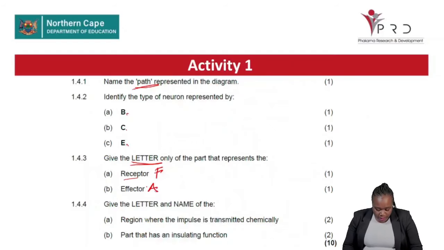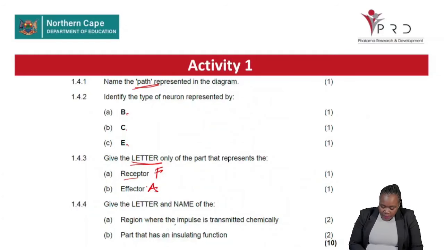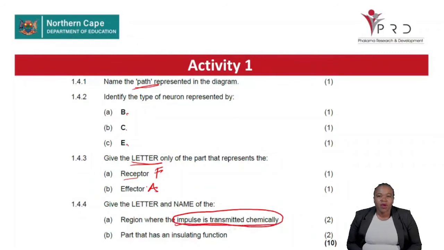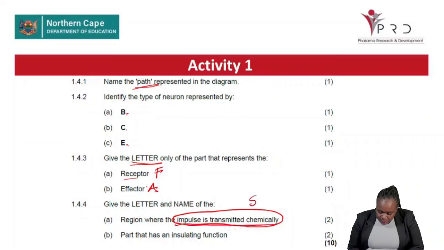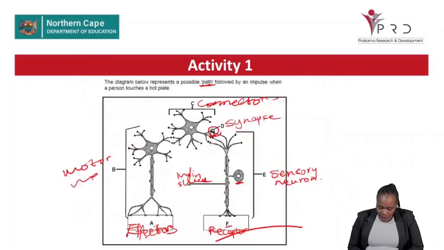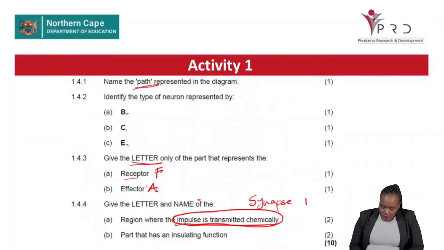Okay. And then it says give the letter and name of the region where the impulse is transmitted chemically. So the region where the impulses are transmitted chemically would be the synapse, right? Remember, we have the neurotransmitters or the chemicals that are responsible for transmitting that impulse from the sensory neuron to the motor neuron, or from the sensory neuron to the connector neuron, right? So the region where impulses are transmitted chemically would be the synapse, and the synapse is found here at part D. So that would be D.